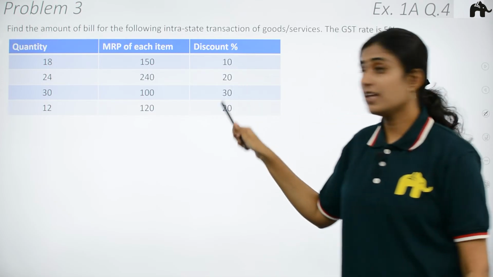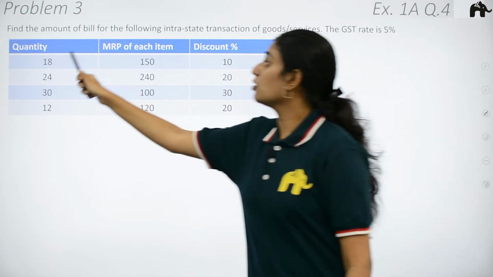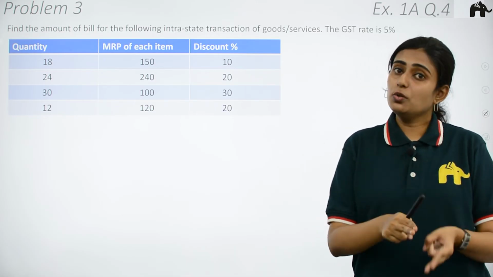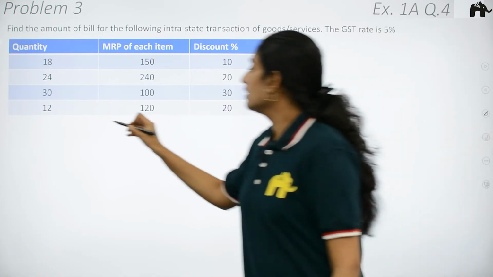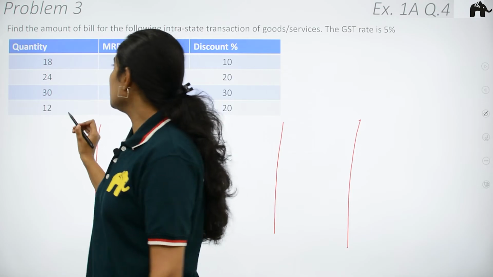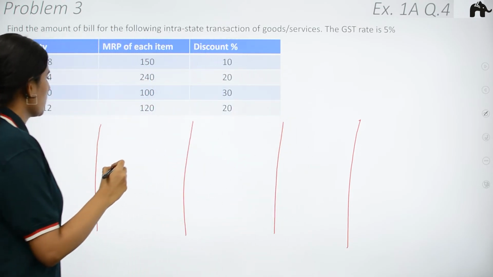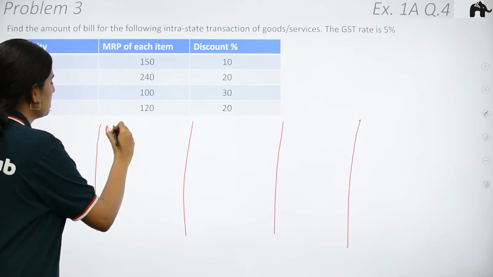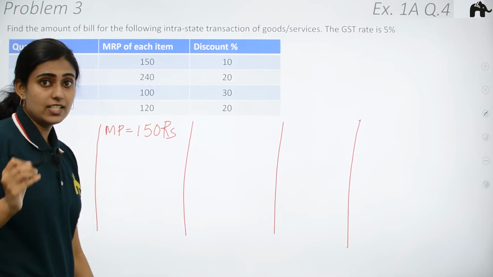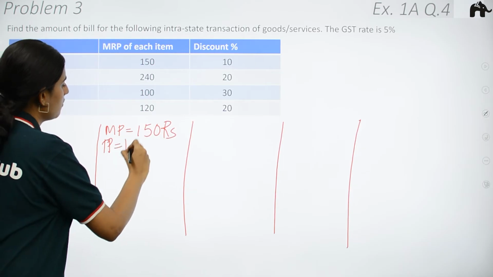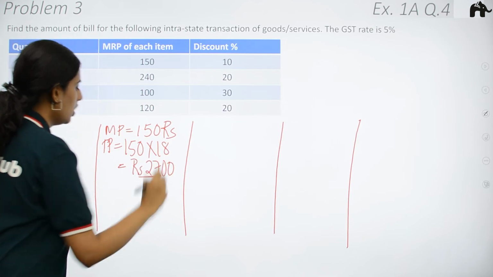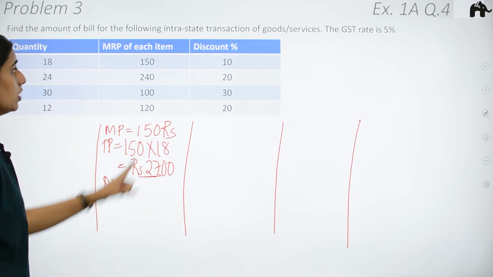Here we have 4 different items of different cost. Each item quantity is also given. For example, you are buying a bowl of rupees 10 and you need 2 such bowls. The total amount you pay is 2 into 10. Same thing is what we are going to do here. First item of rupees 150. Let's calculate. Marked price is equal to 150 rupees. Quantity is given, that is 18. And the total price is equal to 150 into 18, which is equal to rupees 2,700. Okay. Now we have the discount. Discount percentage is 10.